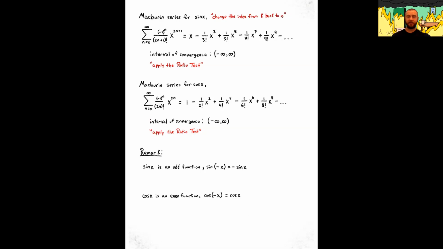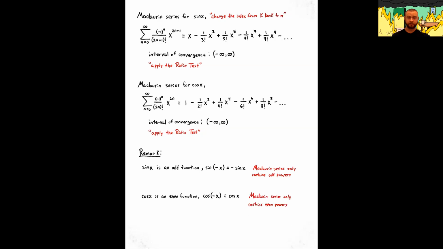Now, what's relevant about sine and cosine being odd and even functions, respectively? Well, take a look at the Maclaurin series. Sine of x, which is an odd function, its Maclaurin series only contains odd powers. Cosine, which is an even function, its Maclaurin series only contains even powers. And that's an interesting result. What we'll be looking at in part 2 are some of the more detailed ideas regarding convergence of Taylor and Maclaurin series, and then an application.